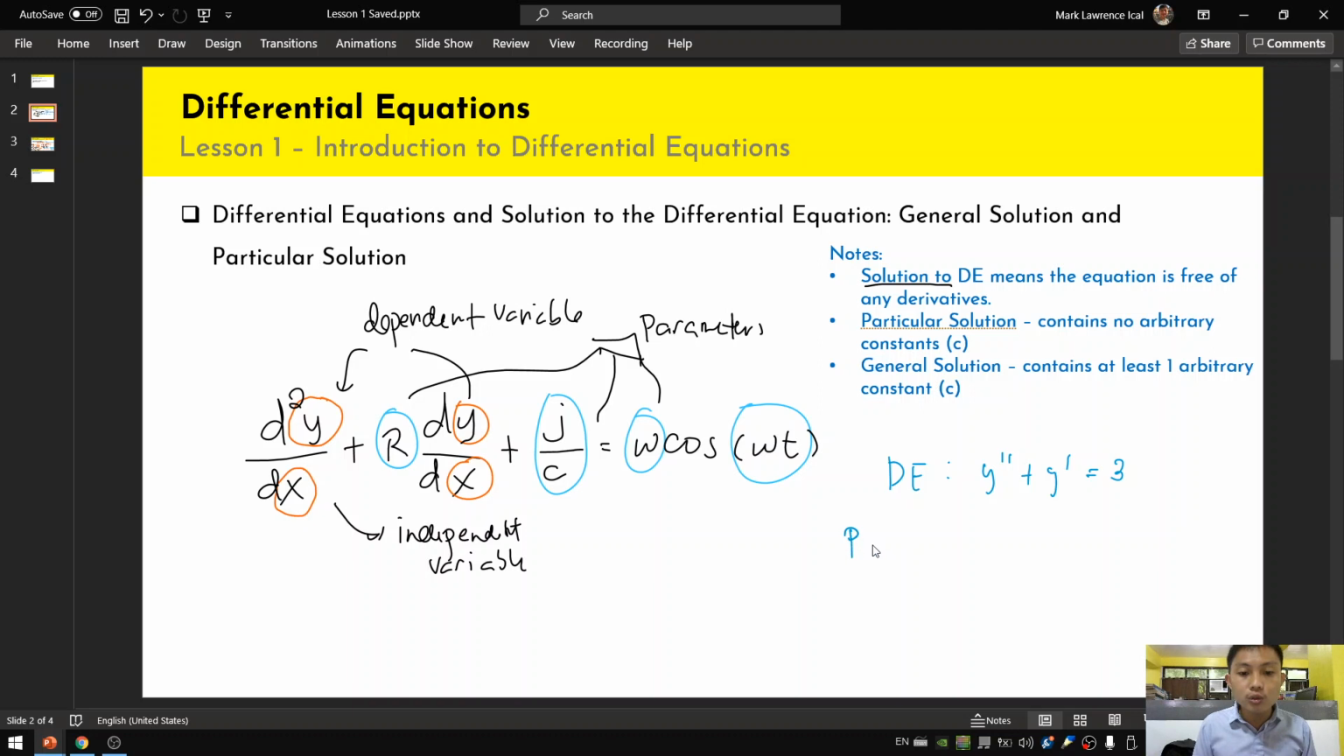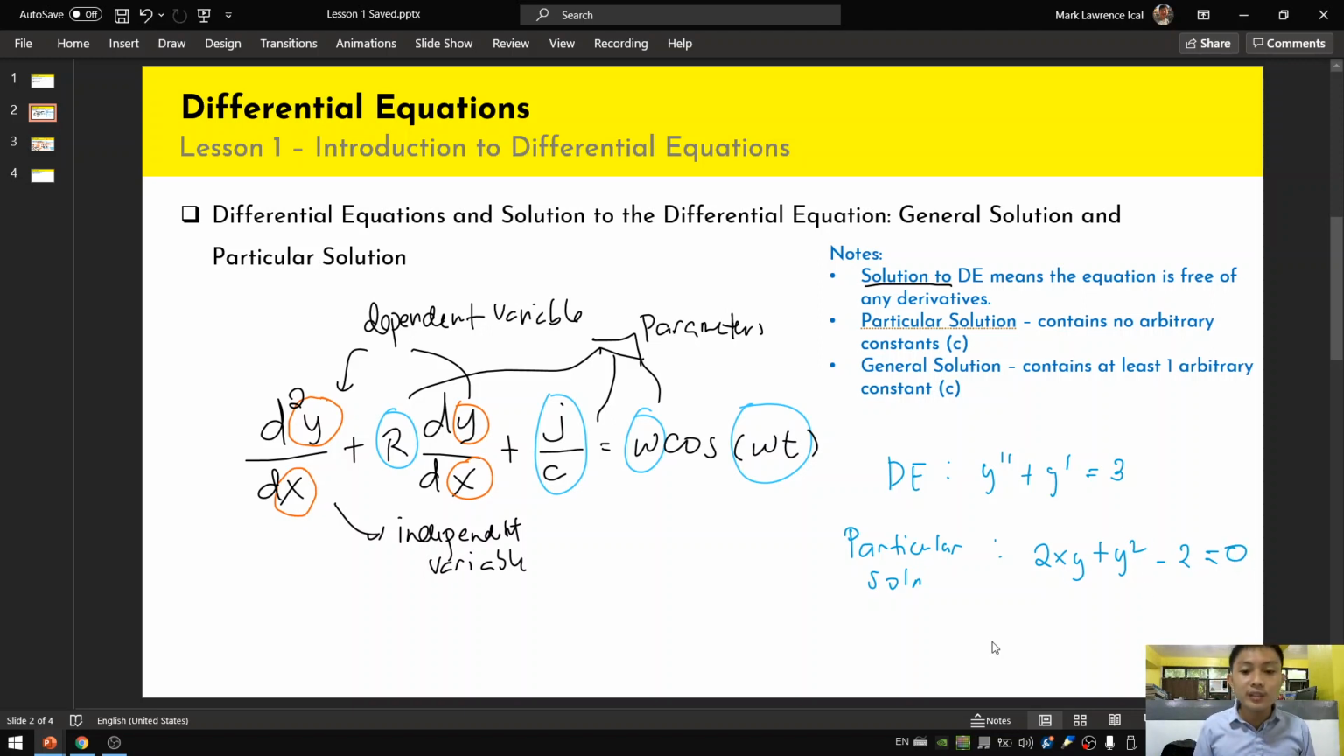As for the particular solution, what's an example of a particular solution? So it says here it contains no arbitrary constants. So looking at this one, a particular solution is this one, 2x y plus y squared minus 2 is equal to 0. Now, sir, how did that happen?